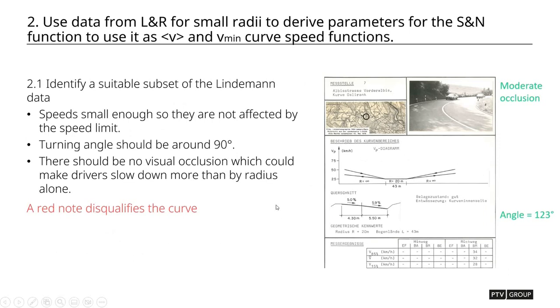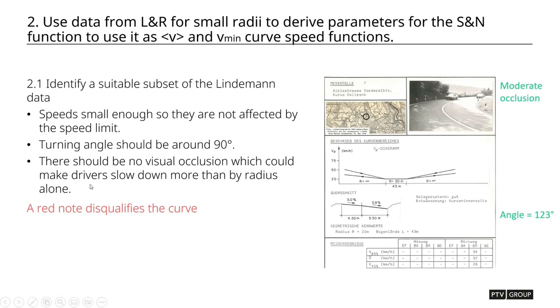Good. But now for the other 2, the central function for average speeds and the lower limit minimum curve speed function: identify a suitable subset of the Lindenmann data. Speed should be small enough so we can assume that they were not affected by the speed limit. The turning angle should be around 90 degrees of the curve, some standard. Not too small, not too large.